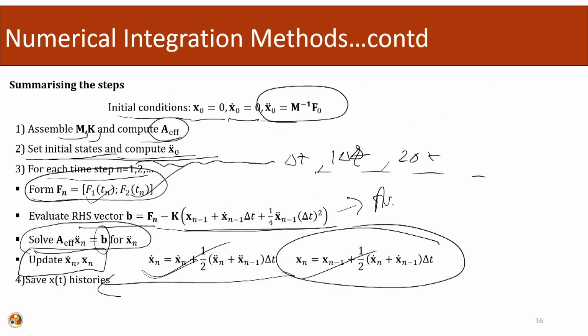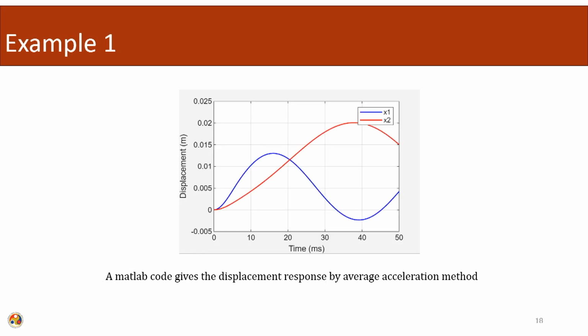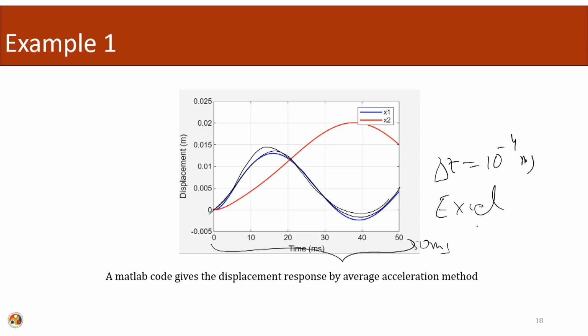So, if we use the method out here, this is the solution we will get. Here the blue line is showing the values of x1, and if you remember we are calculating it for 50 milliseconds, with time step delta t of 10 raised to the power minus 4. Here you can see a smooth curve. We can do this using Excel also. We can do this using MATLAB also. We have predetermined functions there, which are already written to take care of the average acceleration method.